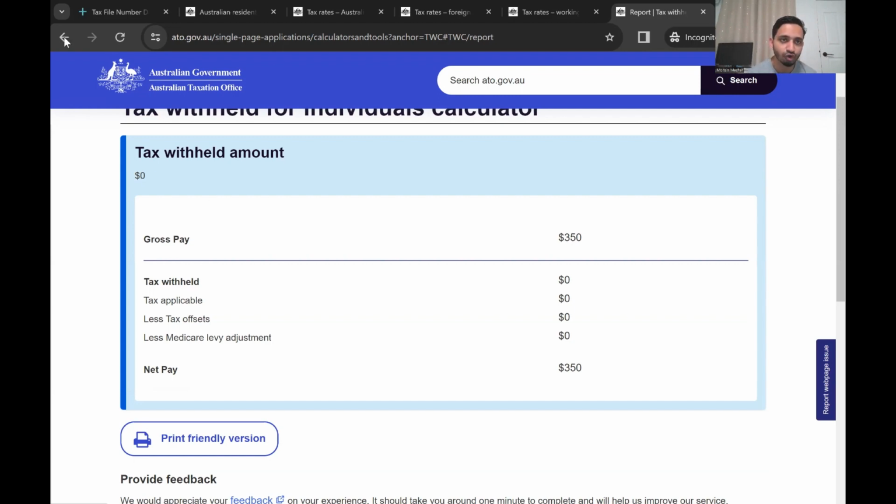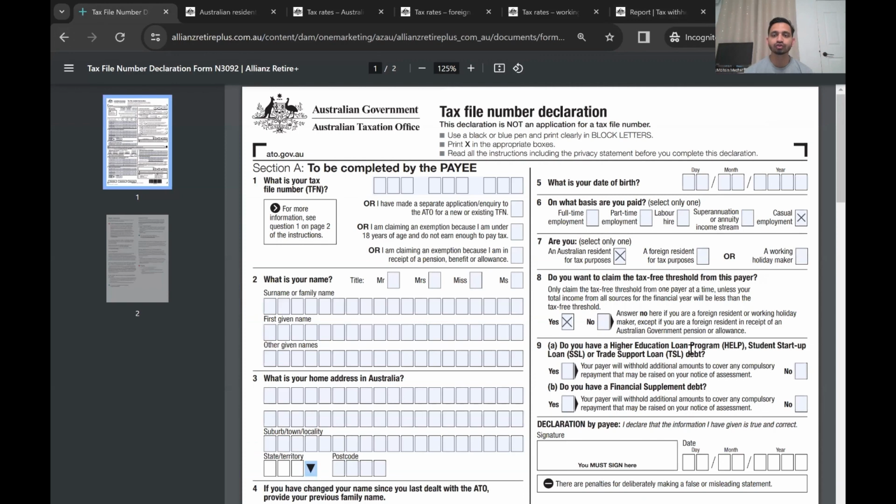Okay, so I'm going to go back to that form again. I'm going to show you if that's the case with you. You want to fill in your details. You want to take Australian resident if you're an international student, so studying here more than 6 months, and you want to claim the tax-free threshold.